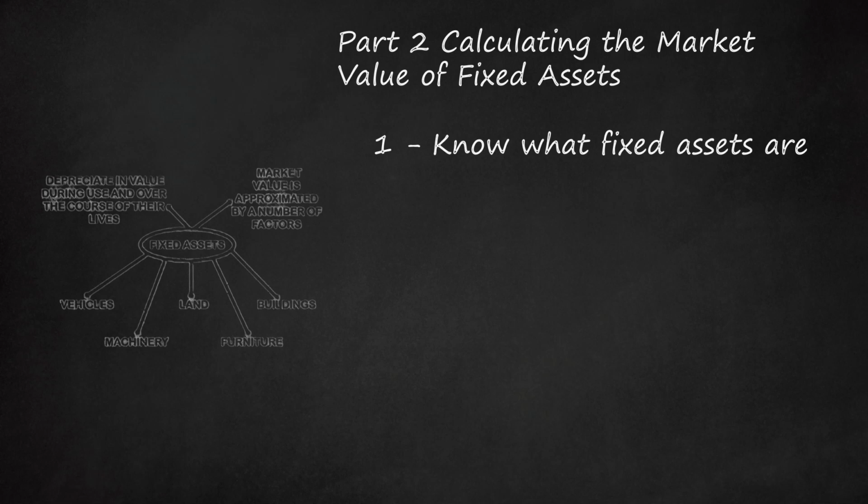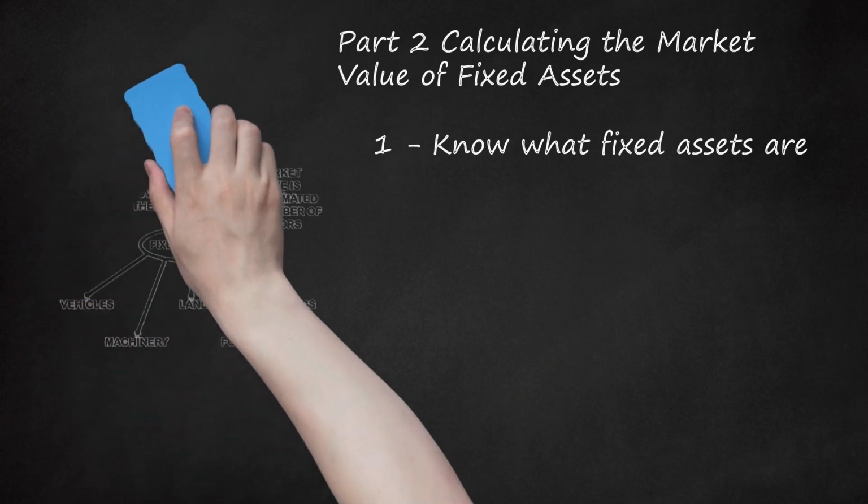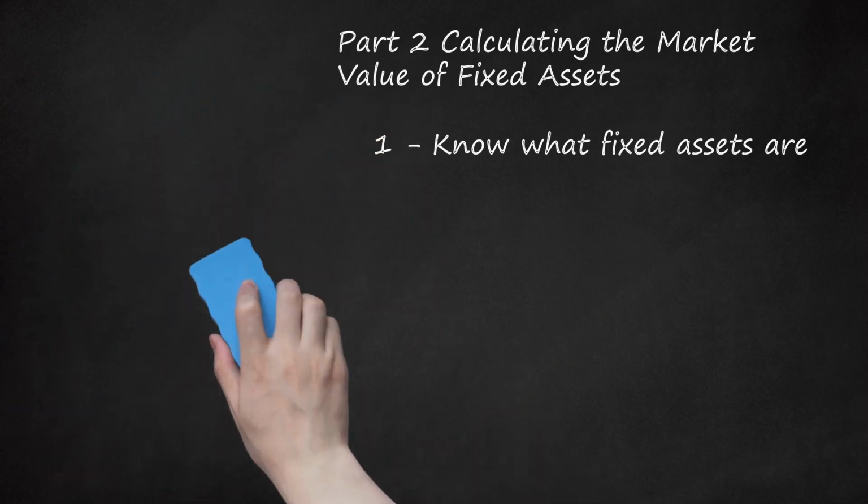The nature of most fixed assets is such that they depreciate in value during use and over the course of their lives. That is, you can't usually sell them for a value equal to or greater than you originally paid. Exceptions include real estate. In any case, their market value is approximated by a number of factors, rather than known directly.